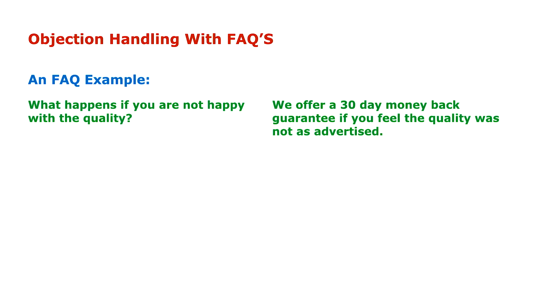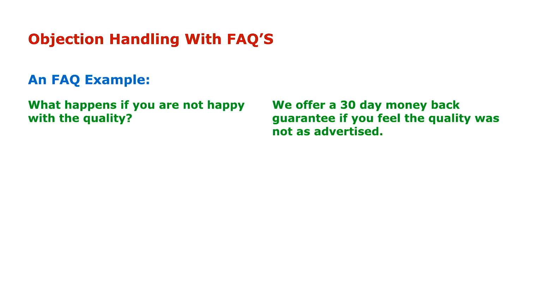We would have a page on the website where this question is stated. What happens if you're not happy with the quality of the product? And next to that, we might have an objection handling statement. We offer a 30-day money-back guarantee if you feel the quality was not as advertised. So if you're getting a common objection about the quality, we remove that objection by offering a 30-day money-back guarantee on the website.